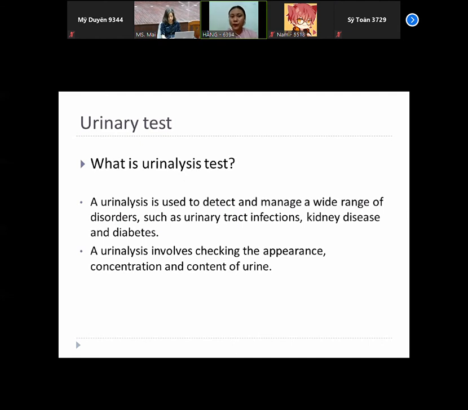For example, a urinary tract infection can make urine look cloudy instead of clear. Increased levels of protein in urine can be a sign of kidney disease. Unusual urinalysis results often require more testing to uncover the source of the problem.